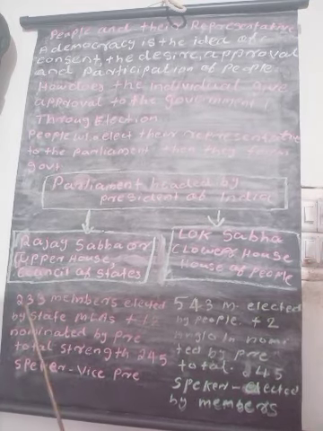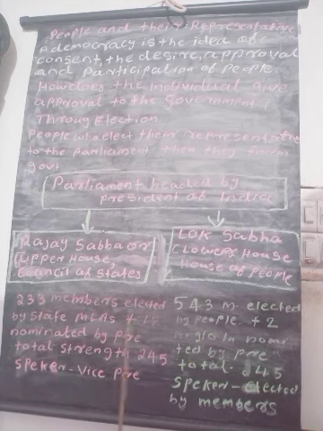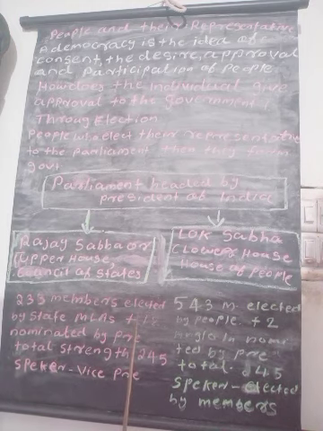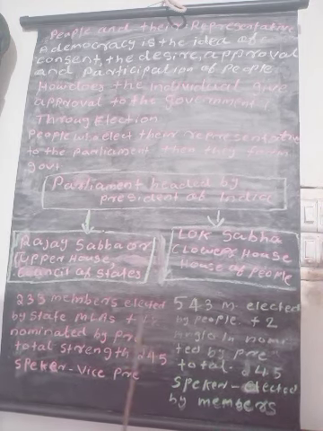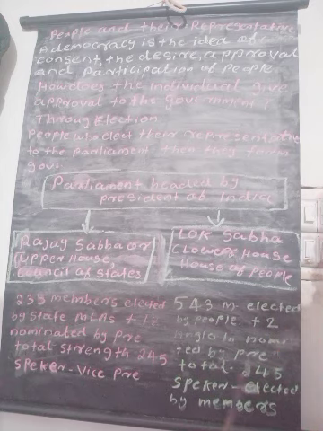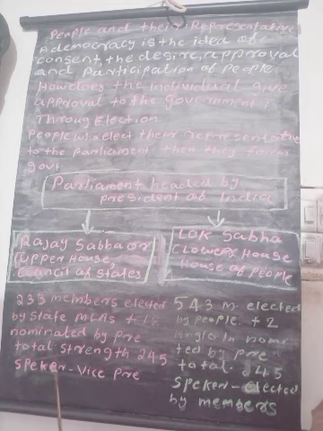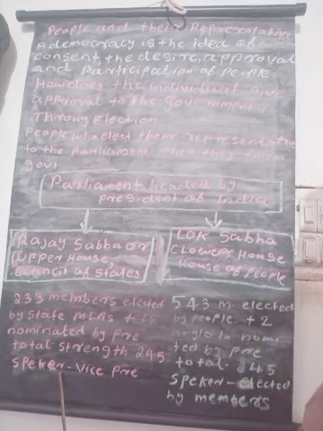The total number of Rajya Sabha members is 245. 233 are elected by the MLAs of states, and 12 are nominated by the president. In Lok Sabha, 543 members are elected by the people, plus 2 are nominated, so the total strength is 545. The speaker is elected by the members of Lok Sabha, and in the Rajya Sabha, the speaker is the vice president.